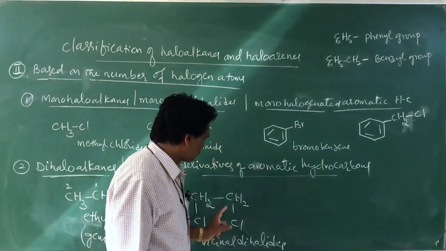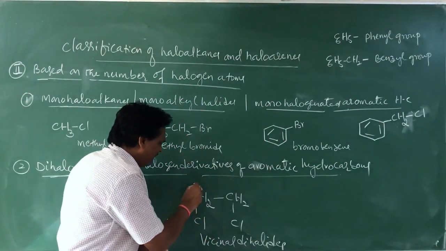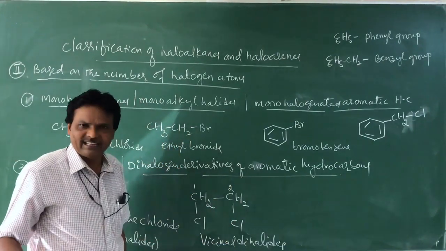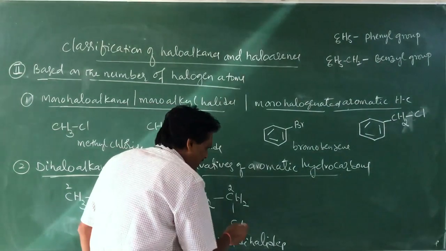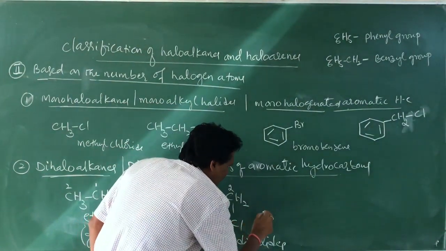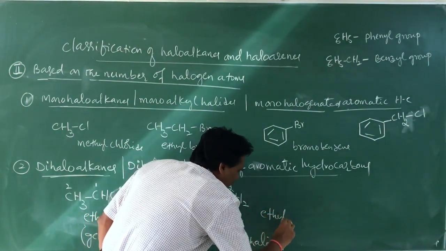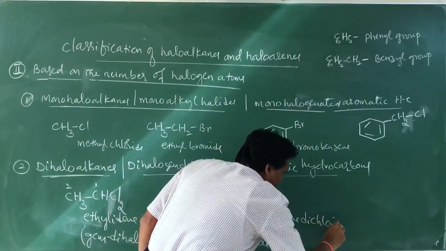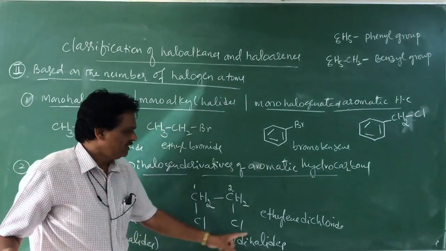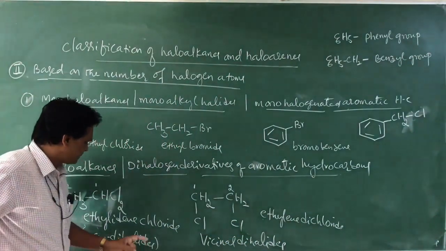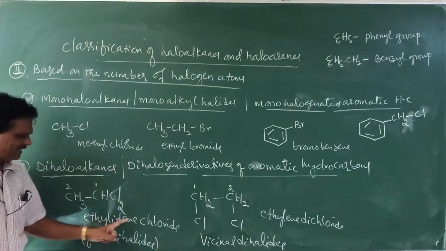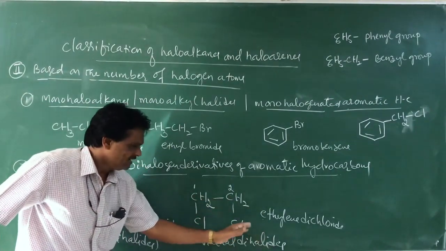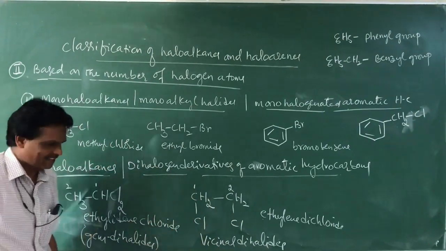So the name of this compound is 1,2-dichloroethane, or in general it is called ethylene dichloride. This is ethylidene chloride. This is ethylene dichloride. So next, the definition is general.